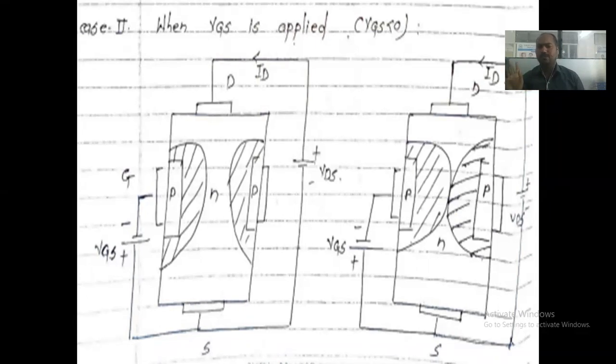VGS off indicates the gate to source voltage at which the two depletion layers connect to each other and no current flows through the device. I'll tell you the definition of VGS off again. See, VGS off is the voltage applied between your gate and source where the two depletion layers connect to each other and no current flows from your source to the drain, right? That is called VGS off.